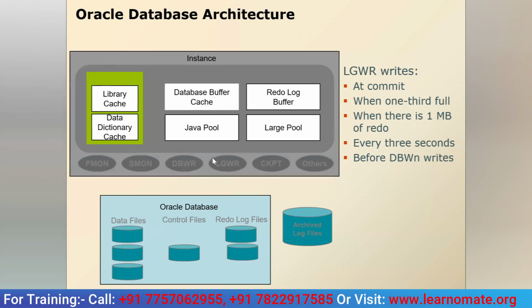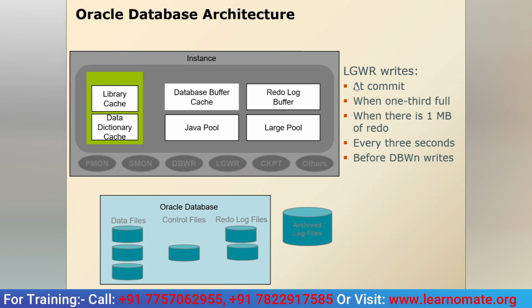Now using the database writer process, the data from the database buffer cache gets written to the data file, and with the help of the log writer process, the data from the redo log buffer gets written to the redo log files. The log writer process writes from the redo log buffer to the redo log file whenever there is a commit. So whenever there is a commit transaction at the database, the log writer process will write that.